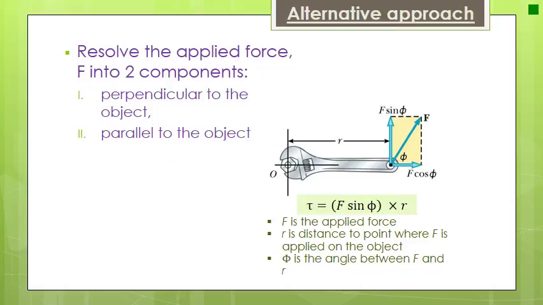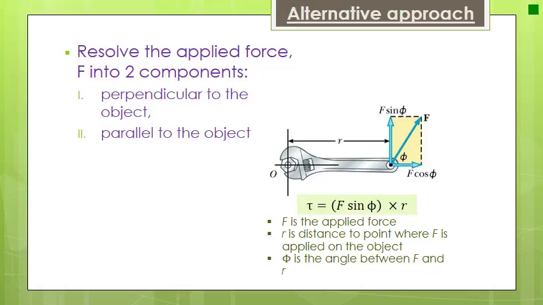Now, in this slide, we will look at an alternative approach to the problem in the last two slides. What we have is a resolution of F. So we resolve F into two mutually perpendicular components: one, the vertical component F sine phi, and the other, the horizontal component F cos phi.